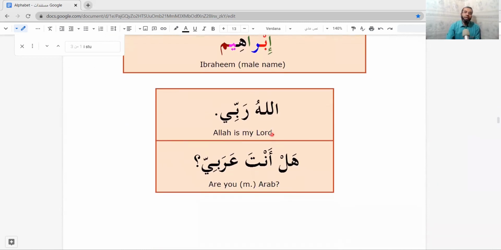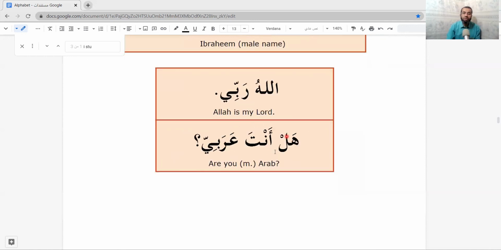Now, can you read these two sentences? Allah is my Lord. Here we say Allah, but it has Dhamma then, so we say Allahu Rabbi. Allah is my Lord. As we said before, in Arabic we don't translate the verb to be. So in Arabic we say Allah my Lord. Allahu Rabbi.